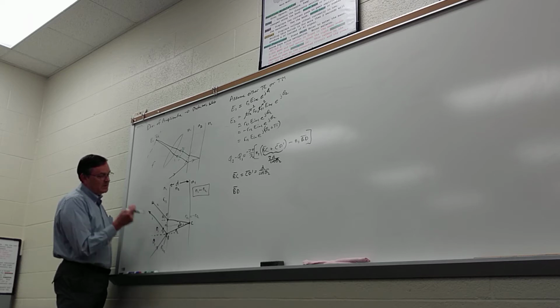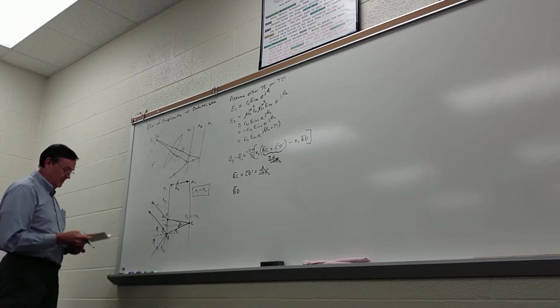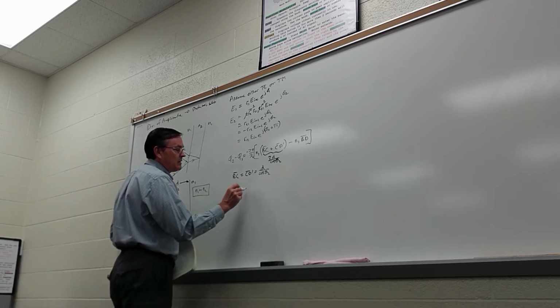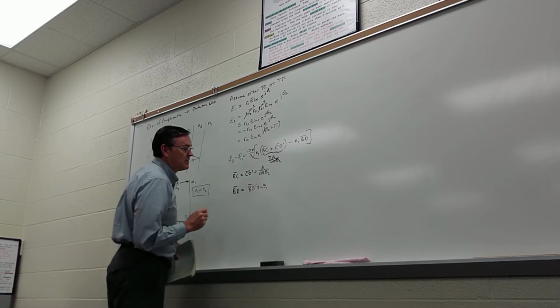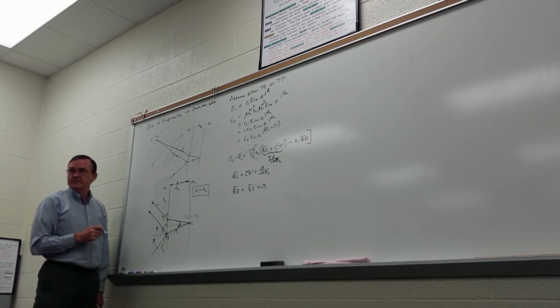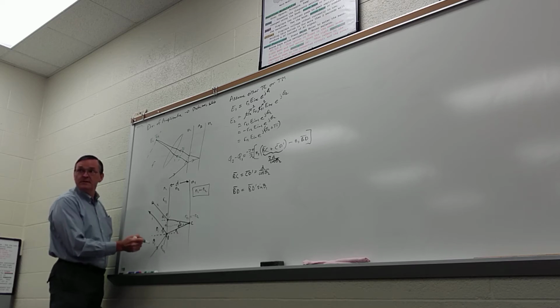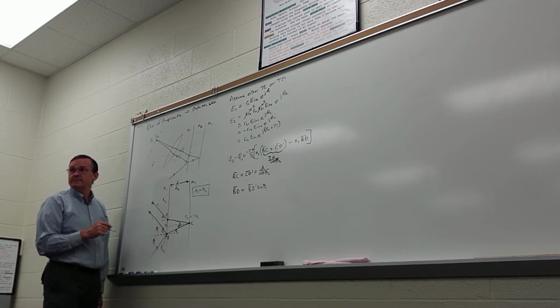So what we can say is that BD is going to be BD prime times sine of theta 1. Do we believe that? So here's BD prime, the hypotenuse of the triangle. Then this length over here is going to be the hypotenuse times sine of theta 1. We good with that? Okay.